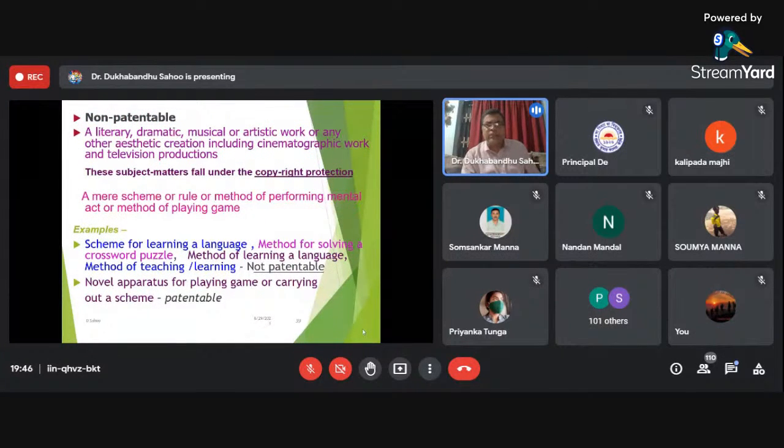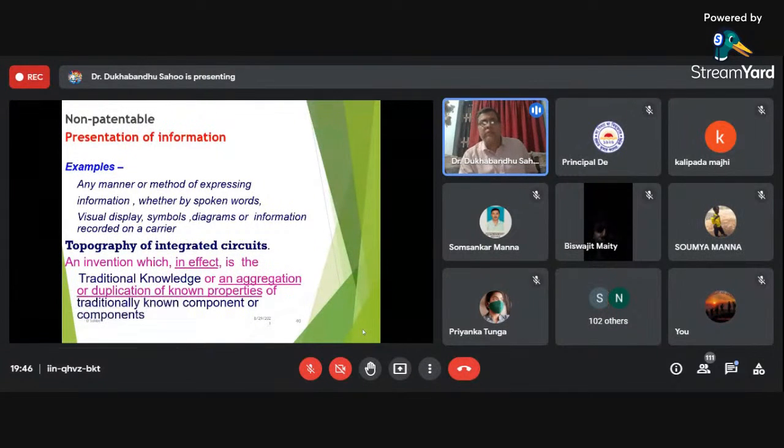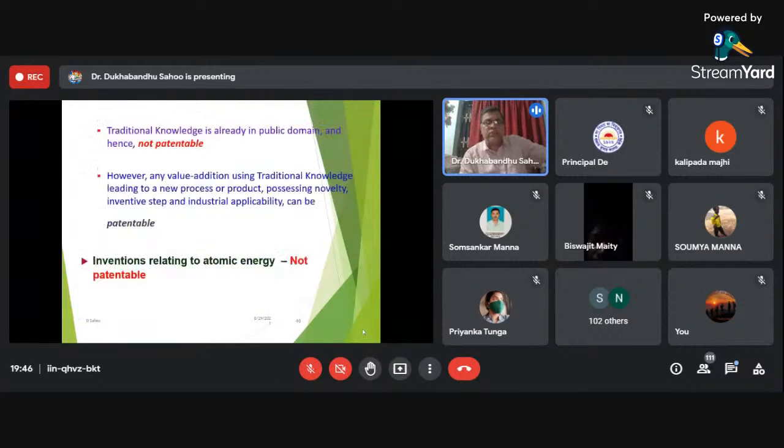Then a literary, dramatic, musical, or artistic work, or any other artistic creation, including cinematographic work and television production. These subject matters all come under copyright protection and cannot be patented. Then the mere presentation of information: if you have some information and simply present it, that also cannot be patented. The traditional knowledge which is already in the public domain is also not patentable.